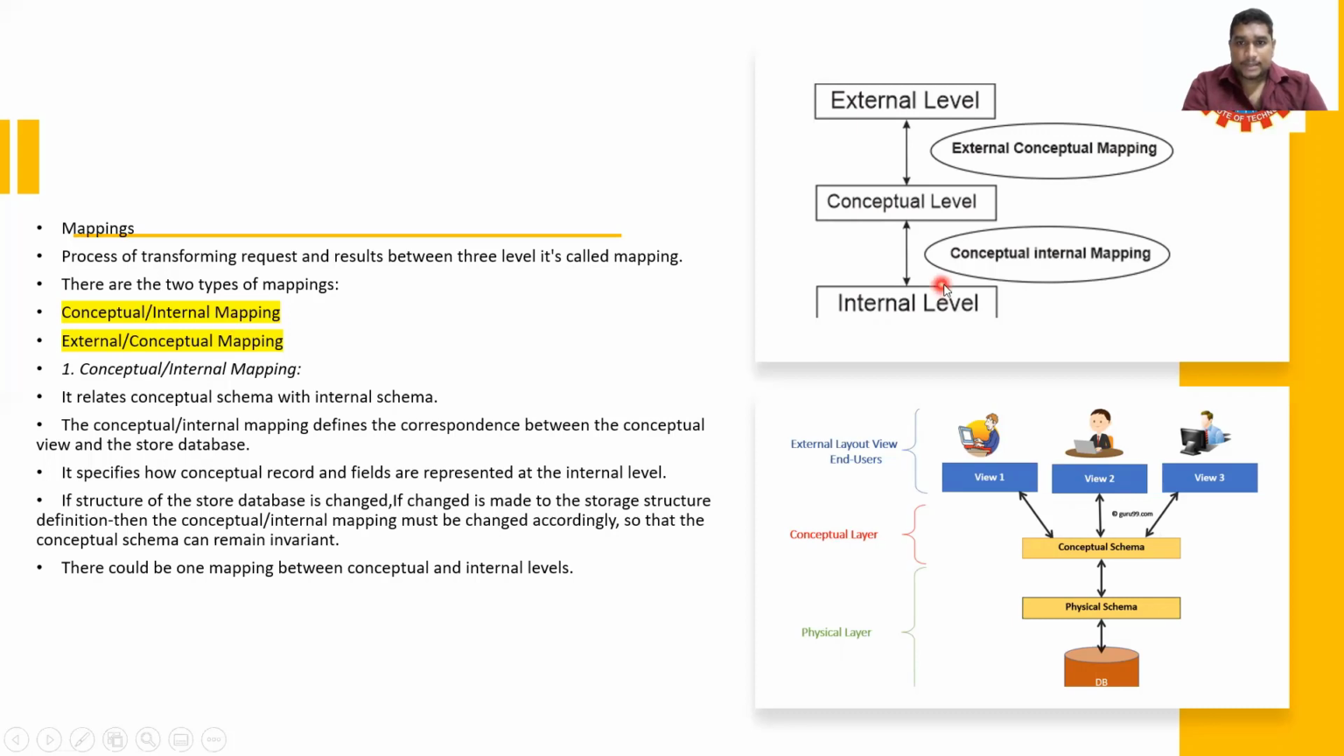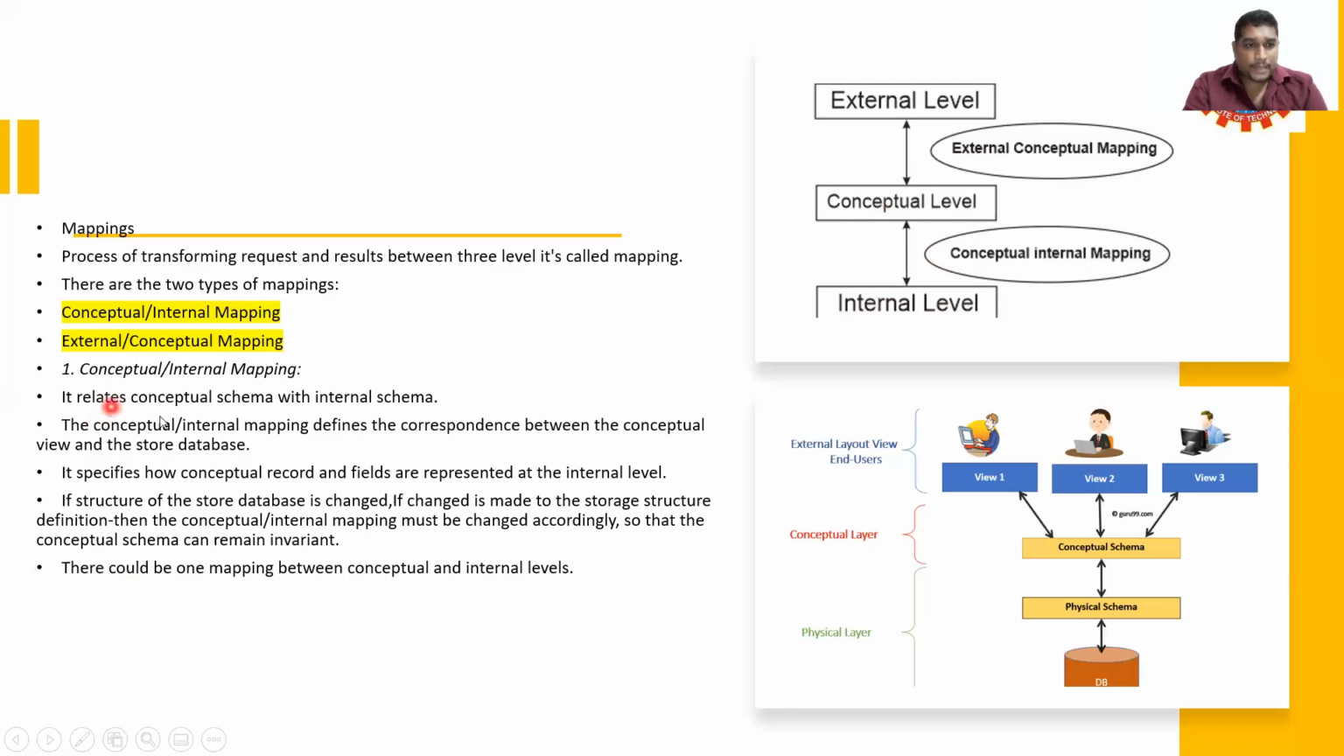Okay, the mapping from the conceptual level to the internal level is called conceptual-internal mapping, and the mapping from the conceptual level to the external view level is called external-conceptual mapping. First, conceptual-internal mapping, that is from here to here. It deals with data, as you know that the conceptual level deals with tables and the internal level deals with databases.